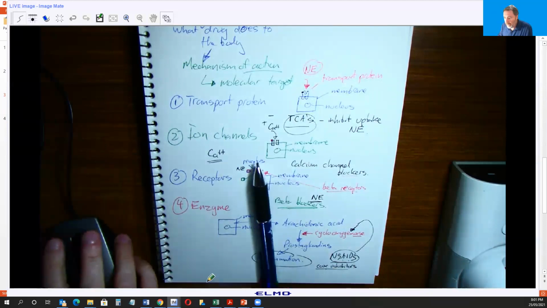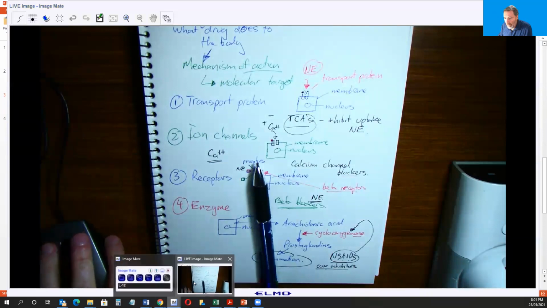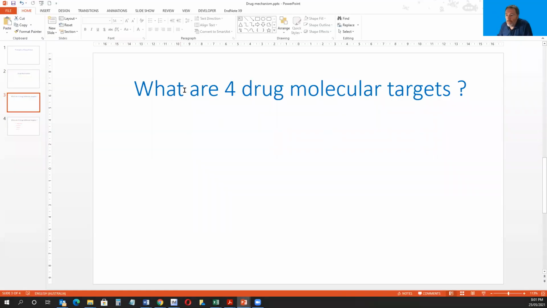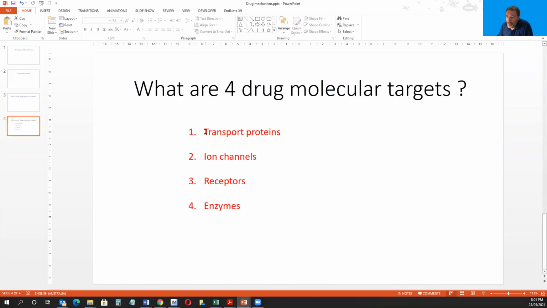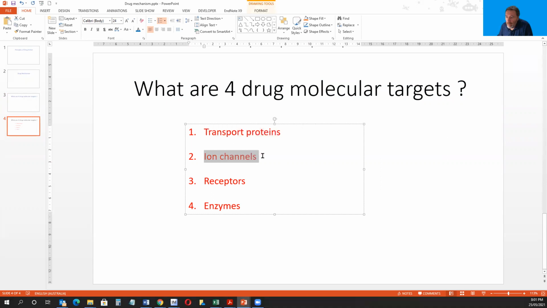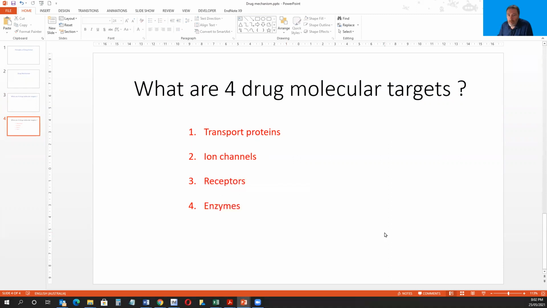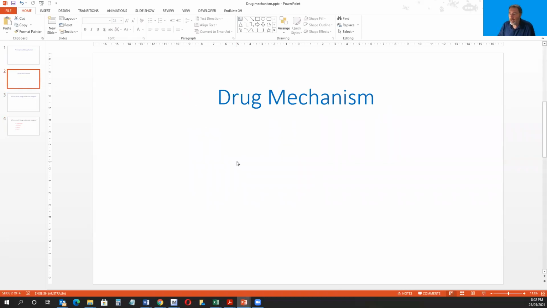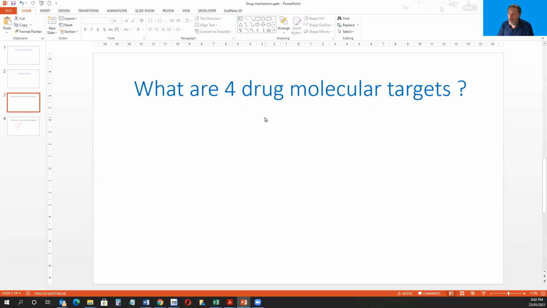So in summary, what we have here is the 4 drug molecular targets. What are they? They are transport proteins, ion channels, receptors, and enzymes. So I hope you enjoyed the summary on the principles of drug action and the ways in which drugs work, the drug mechanism, by acting on these 4 drug molecular targets in the body.